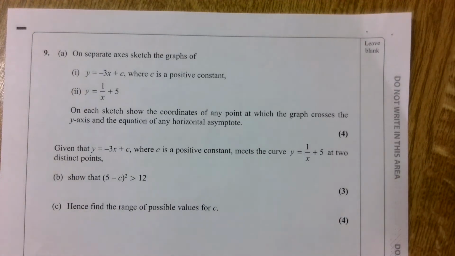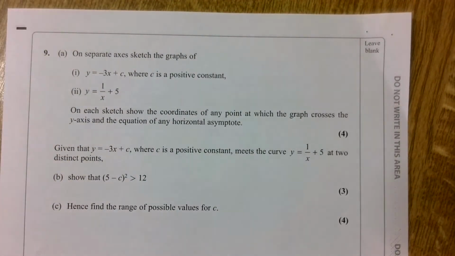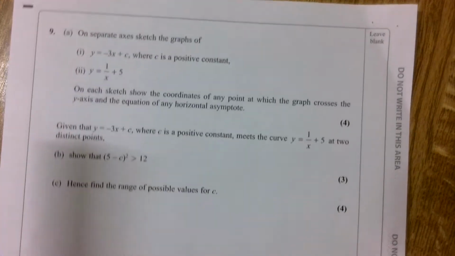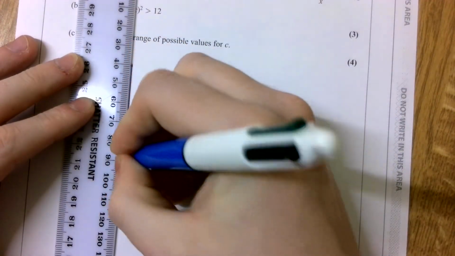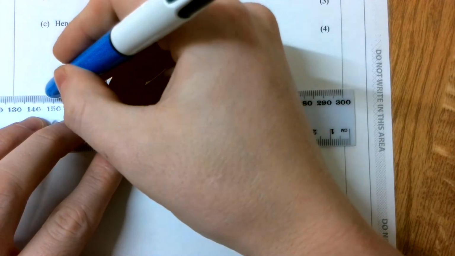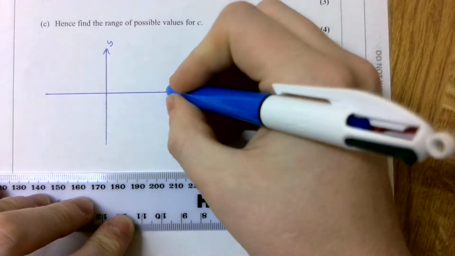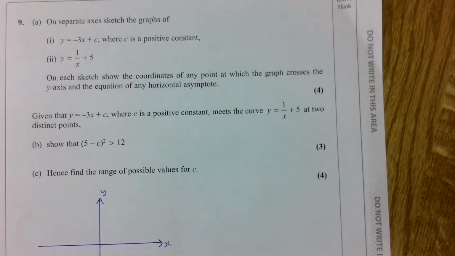Okay, on separate axes, sketch the graphs of y equals minus 3x plus c, where c is a positive constant. Okay, let's start with that one. So down here, use pencil. Pencil doesn't show up, so you're going to have to deal with this. So there we go. We have our set of axes. So separate axes, we've got minus 3x plus c.